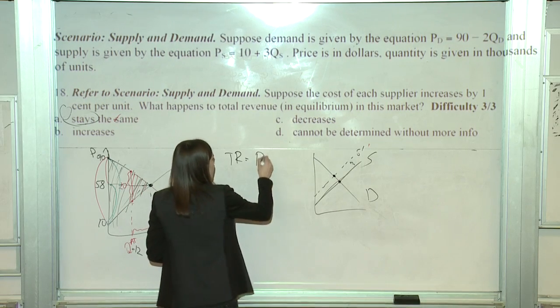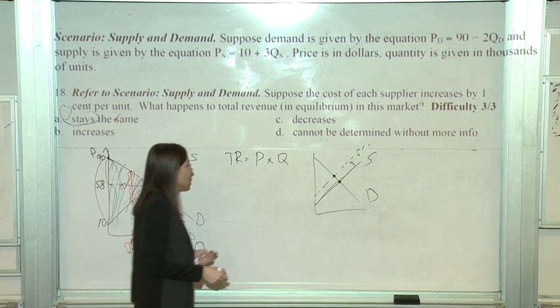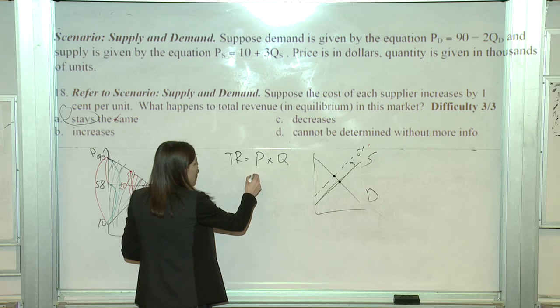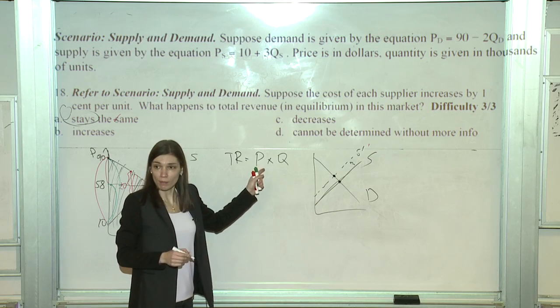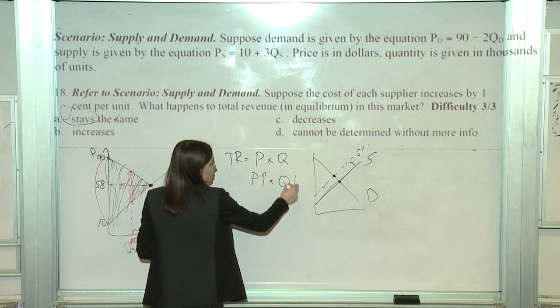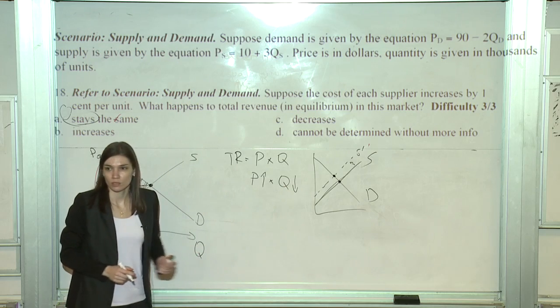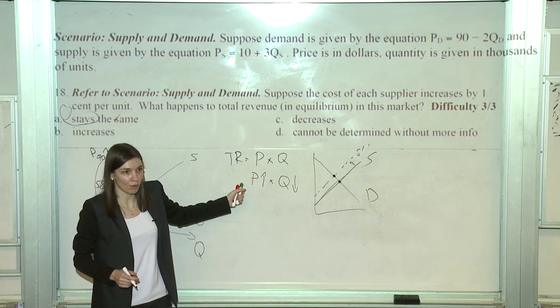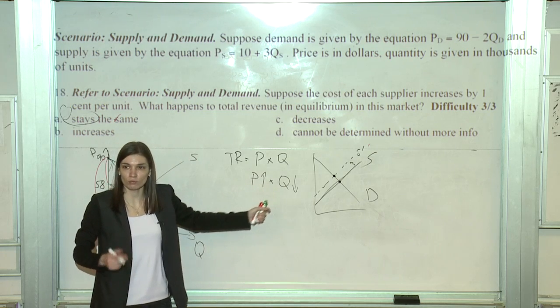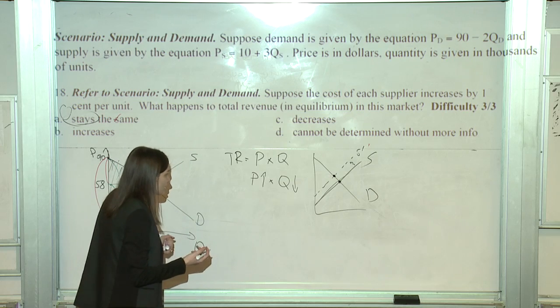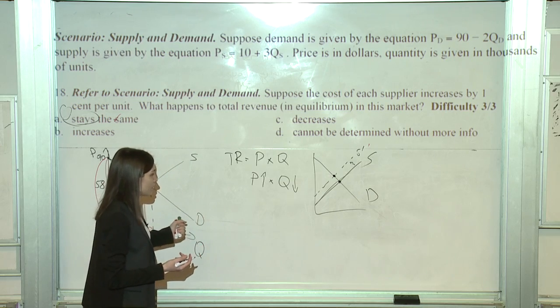Total revenue is price times quantity. Now what's going to happen, we said, is that the price is going to go up after the change, after the increase in costs, and the quantity is going to go down. So we're not really sure what's going to happen to total revenue, because one variable goes up, but the other goes down. So we need to figure out which effect dominates. And let's see what the possibilities are.